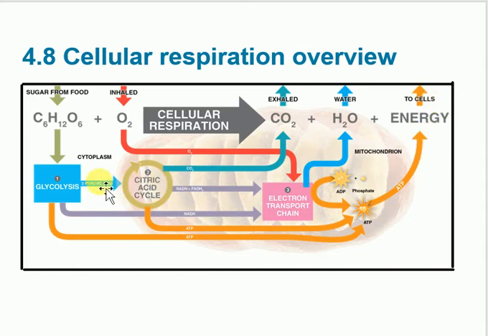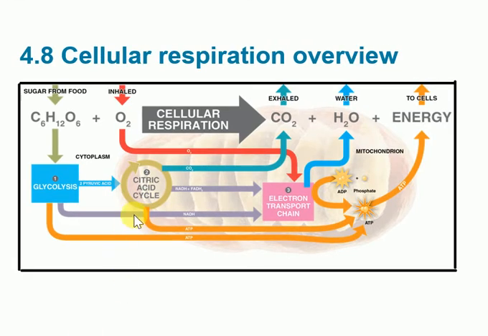How about the pyruvic acid and the NADH? Pyruvic acid will enter into the mitochondria. This oval structure here inside the cells is called the mitochondria. So the 2 pyruvic acid will come together and enter into another cycle inside the mitochondria called the citric acid cycle. Now the second cycle after glycolysis, the citric acid cycle.